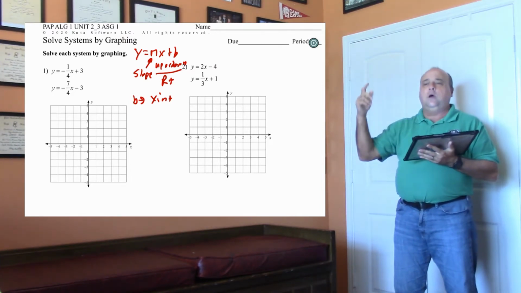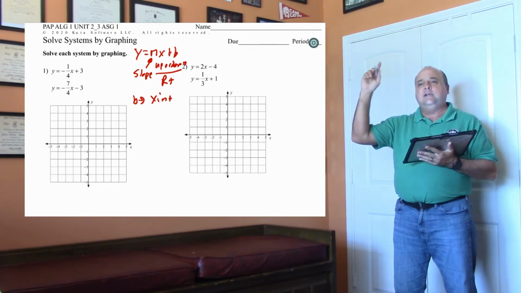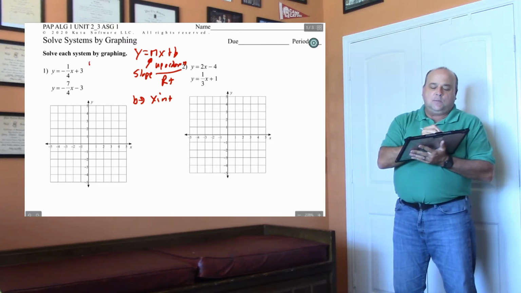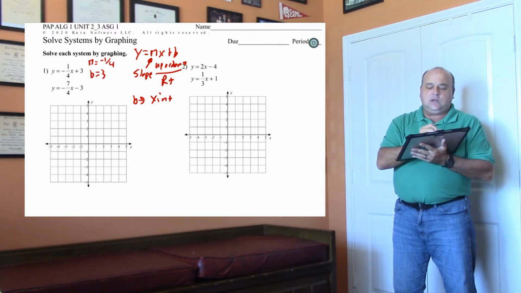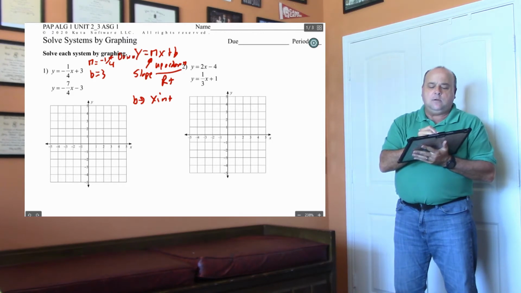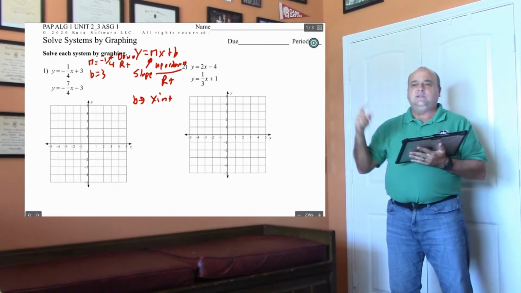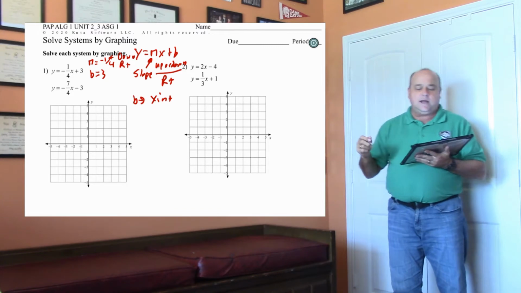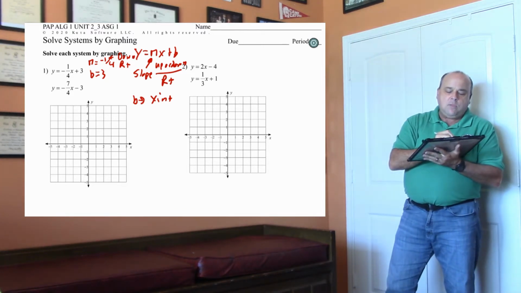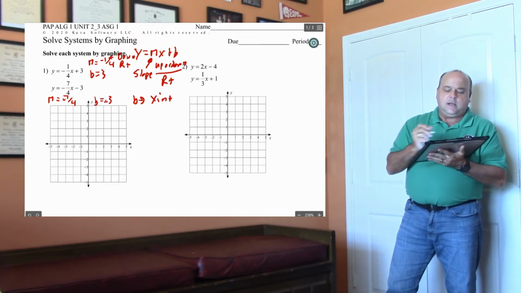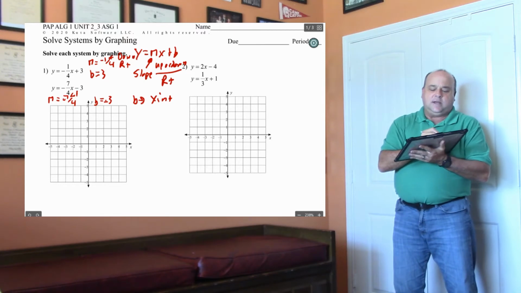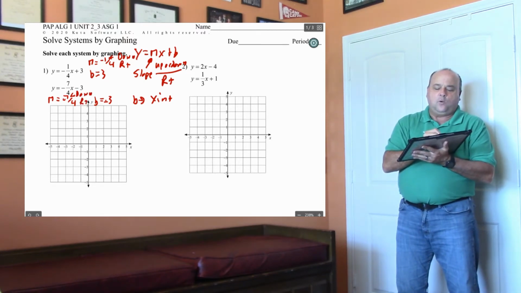So let's look at number one. What we want to do on each of these is write down m and b. So my slope is -1/4, and my b is 3, right? Now that slope means I'm going to go down and to the right, since it's a -1. The next one, I'm going to write down m and b down here. m is equal to -7/4, and b is equal to -3. This slope tells me to go down 7, right 4, doesn't it?